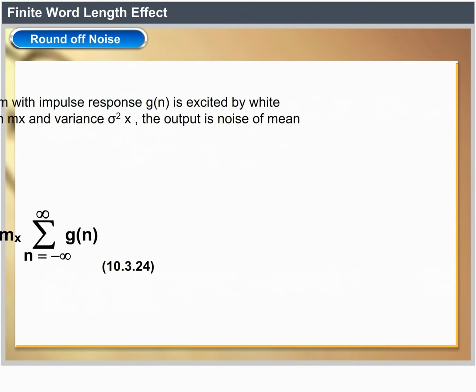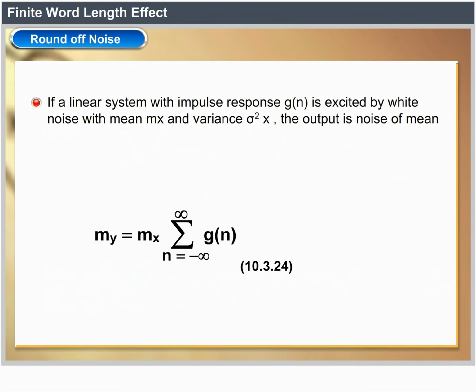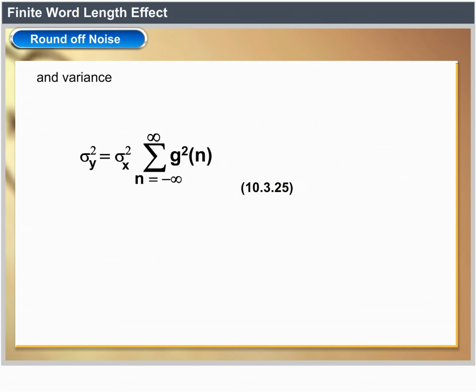If a linear system with impulse response g(n) is excited by white noise with mean m_x and variance sigma_x squared, the output is noise of mean m_y = m_x * summation from n = -infinity to +infinity of g(n), called equation 10.3.24, and variance sigma_y squared = sigma_x squared * summation from n = -infinity to +infinity of g squared(n), called equation 10.3.25.